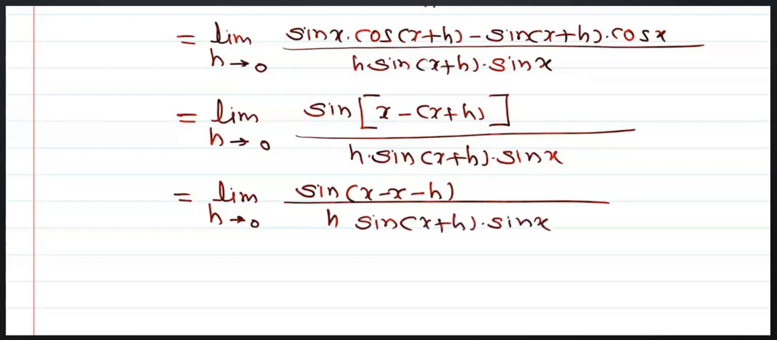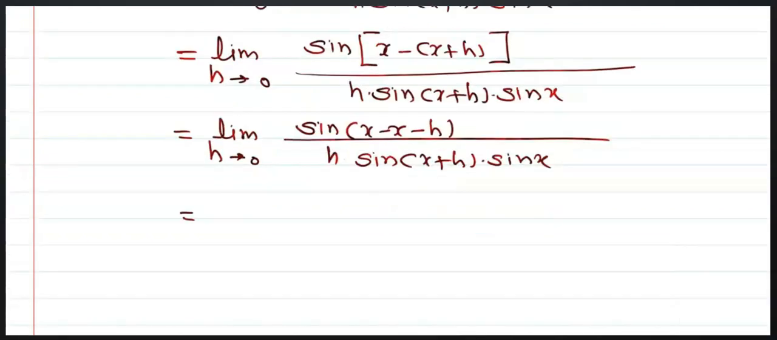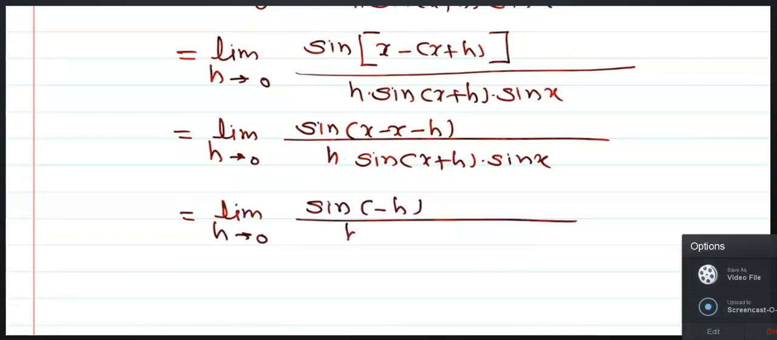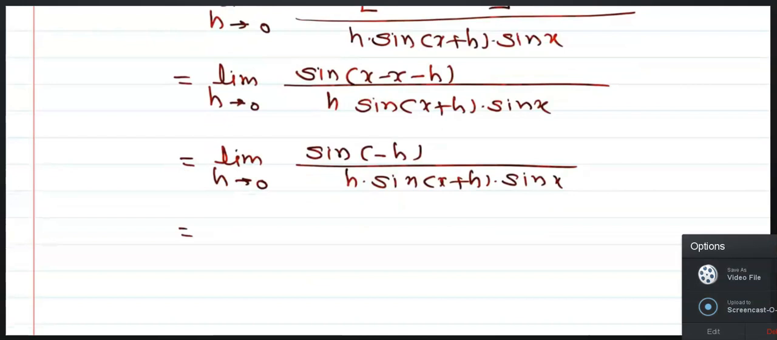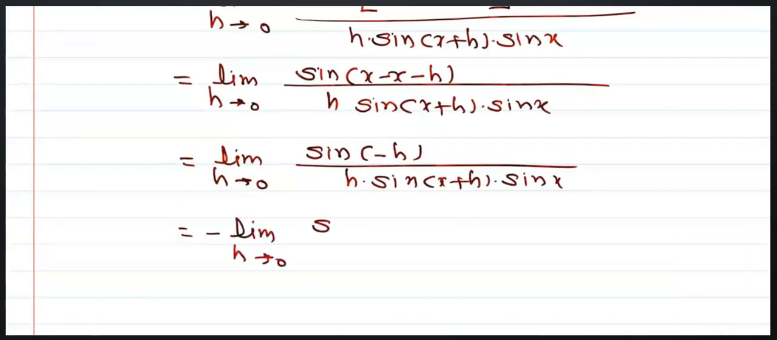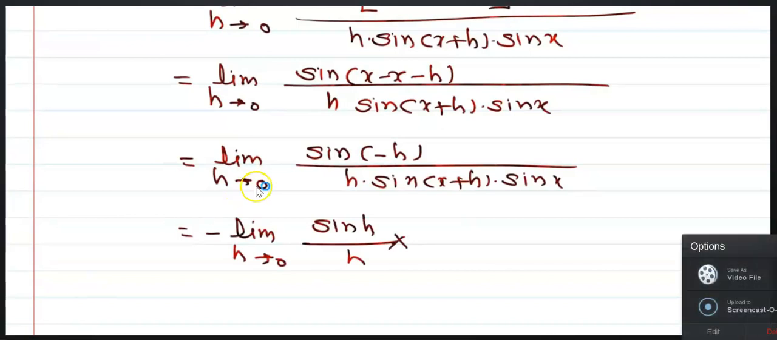These are the normal steps. Plus x minus x get cancelled. Sine of minus h upon h into sine of x plus h into sine x. Therefore, since sine of minus theta is minus sine theta, we write here the minus sign. The sine of h upon h, the value of this limit will be 1.